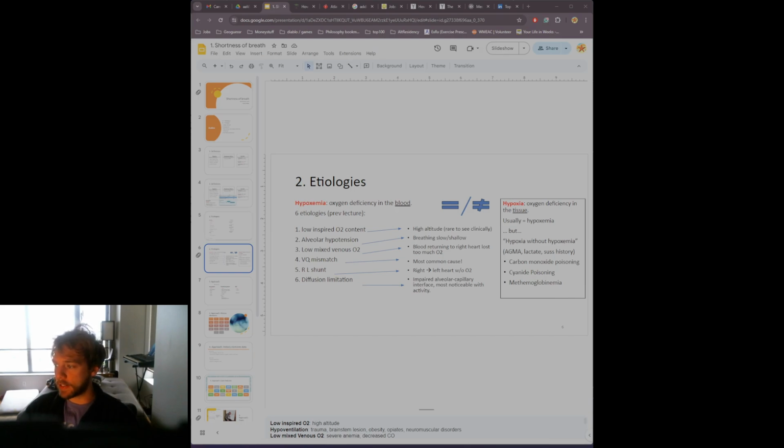So you have hypoxia without hypoxemia. Basically the pulse ox will be normal, right? But your tissues are not receiving oxygen.